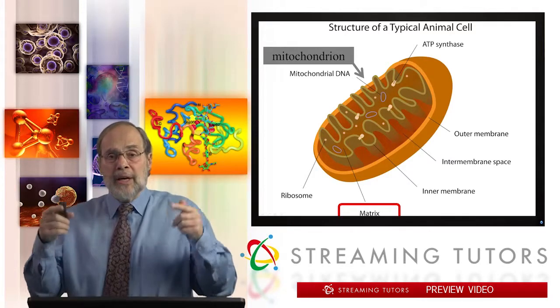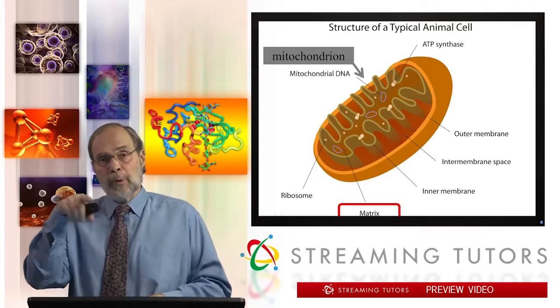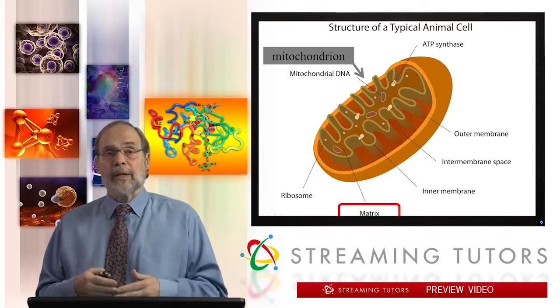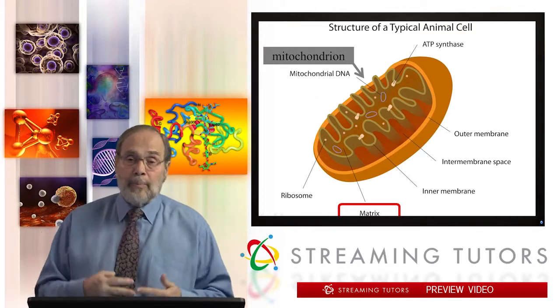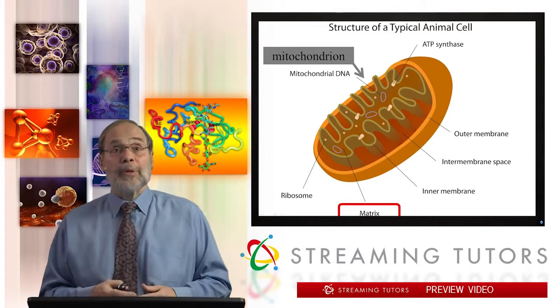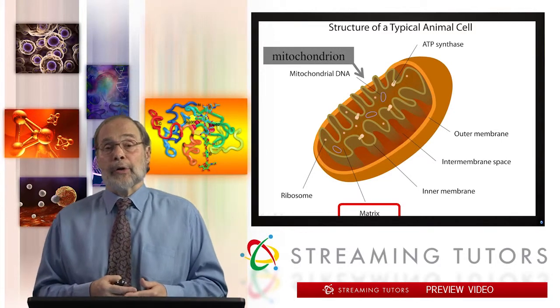Let's start with the matrix. Notice that the mitochondrion is a double membrane structure. It has an inner and outer membrane. The matrix is the innermost part of the mitochondrion inside both membranes. That is where, for example, the citric acid or TCA cycle occurs.